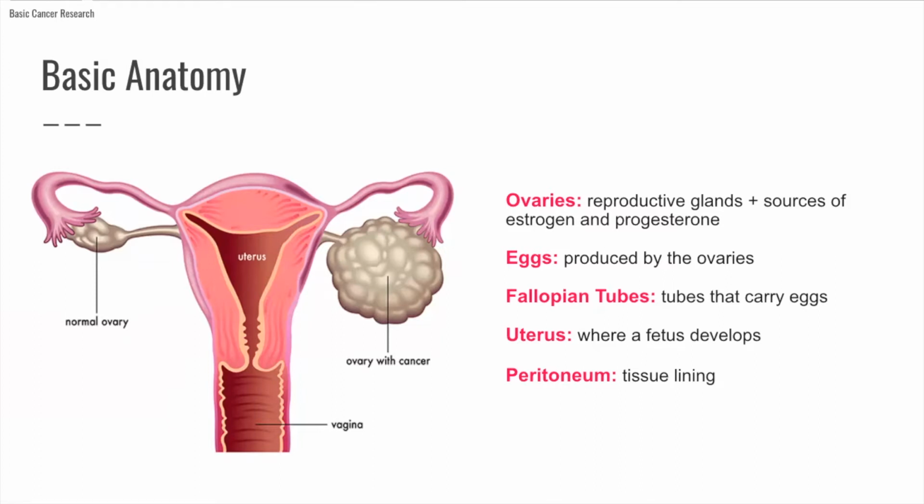The eggs are produced in the ovaries, and from there, the eggs are carried through the fallopian tubes to the cavity of the uterus where the fetus develops. The serous membrane covering the uterus is known as the peritoneum.